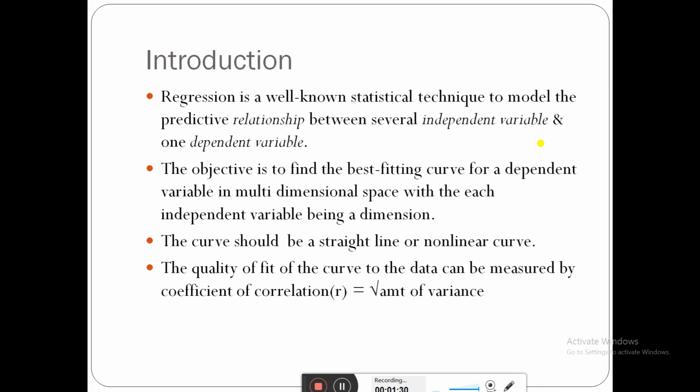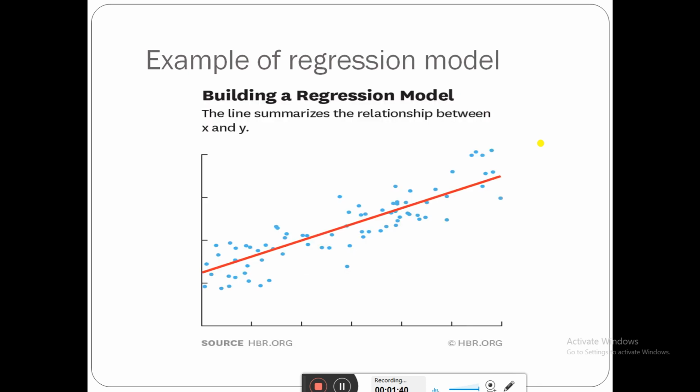Our main objective is to find the curve based on the dependent variable and the independent variable. How to do this? See, we have to take the dependent variable on one axis and the independent variable on another axis. Based on that, we put the data points. For these data points, we have to find the line, the best fitting curve. It may be a straight line or it may be a curve. We have to find that.